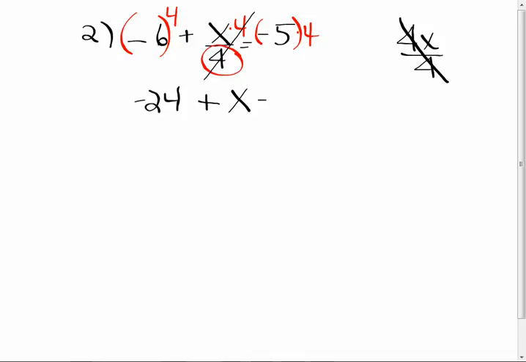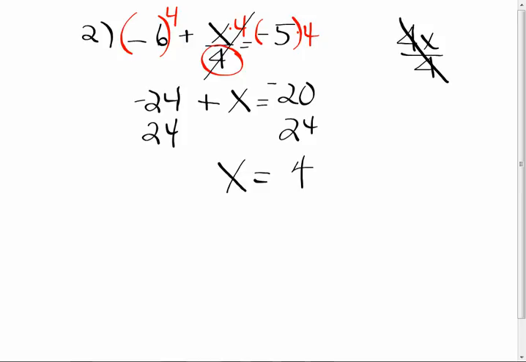So I'm left with an x equals, multiply. 5 times 4 is 20, and it's negative. Can you just look at that and tell me what x is going to be? What kind of 4? Negative 4. Guess and check will work. Otherwise, you can add 24 to both sides. So x equals 4.